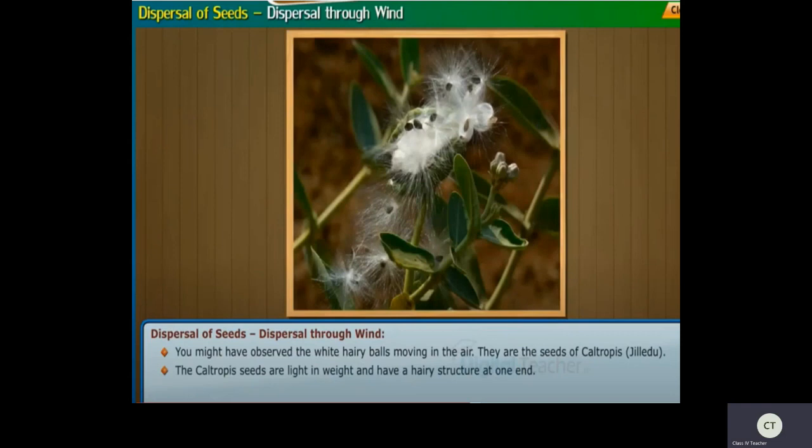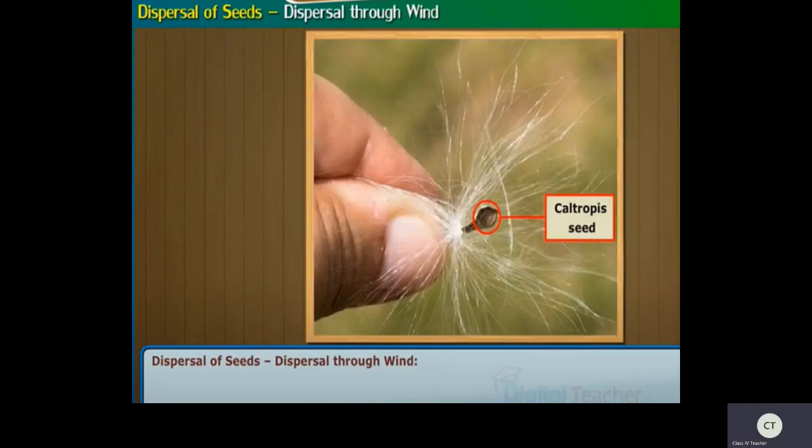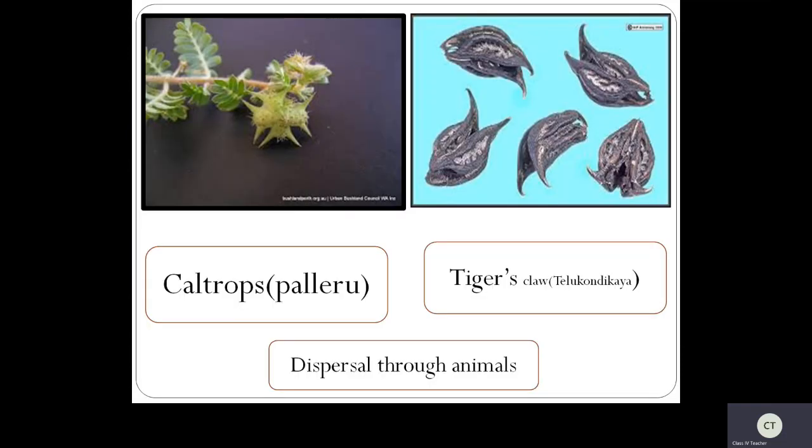Now see here, once again, this is a caltropis, that is Gillerchitu. This is how the seeds can move from one place to another place. Have you ever seen, children? Yes, it is moving in the air. Have you ever seen such type of seeds? Yes, this is how the dispersal takes place through wind. And now this is the seed. Can you see this? Yes, I hope everyone has seen such type of seeds.